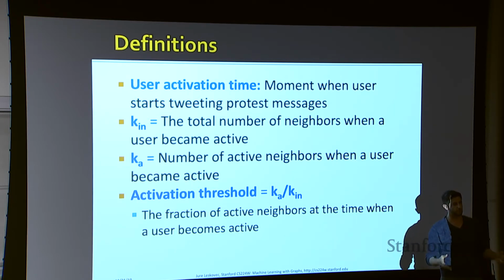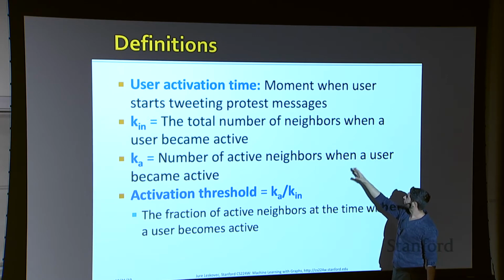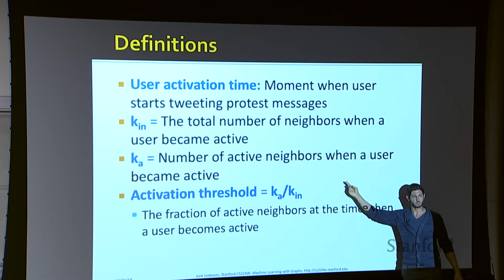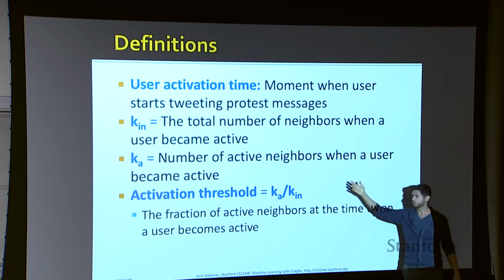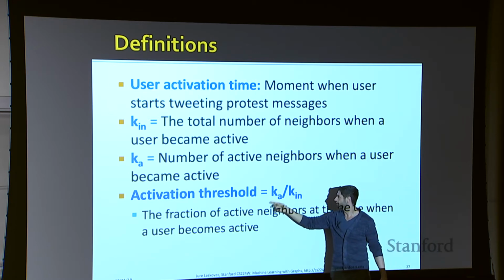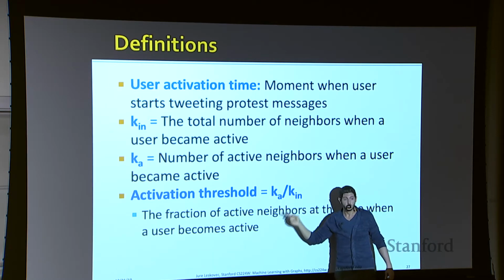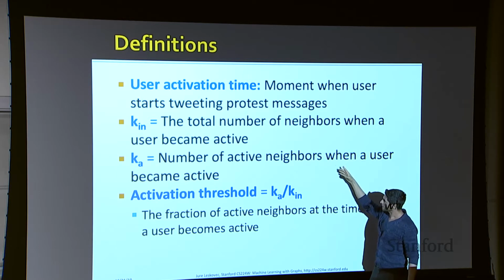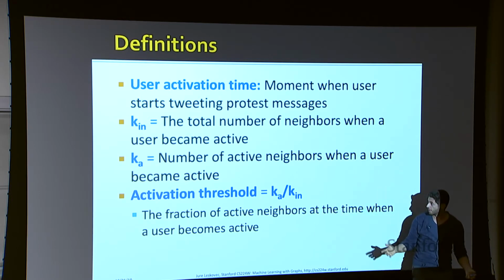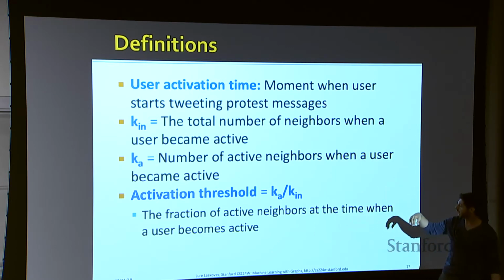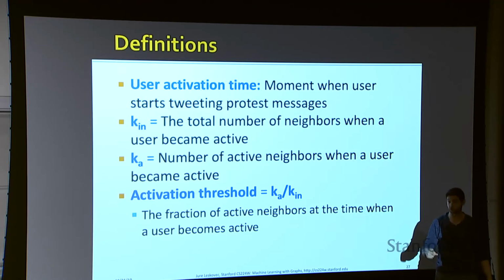So all the neighbors that a certain user has on Twitter, and then the number of active neighbors when a user became active, okay? So what is the activation threshold? It's nothing but the ratio between the active neighbors divided by all the neighbors. So out of all the neighbors that you have, how many of them were active when you decided to start tweeting about the protest, okay?